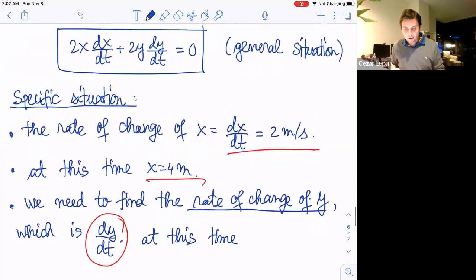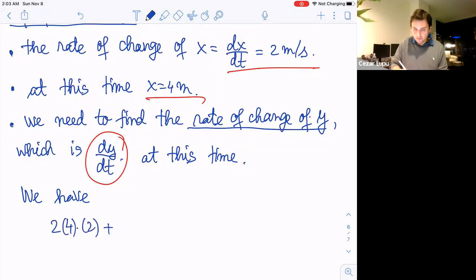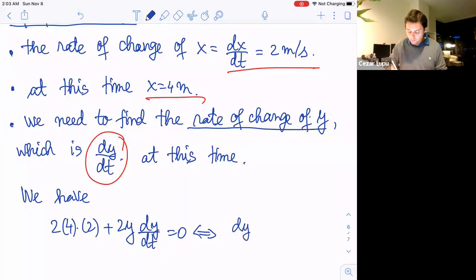So let's go back to our equation. We have 2x dx dt plus 2y dy dt equals 0. Now we just have to plug in x equals 4 and dx over dt equals 2, and we can find dy over dt. So we have 2 times 4 times 2 plus 2y dy over dt is 0, or equivalently, this will give us that dy over dt is just negative 8 over y.